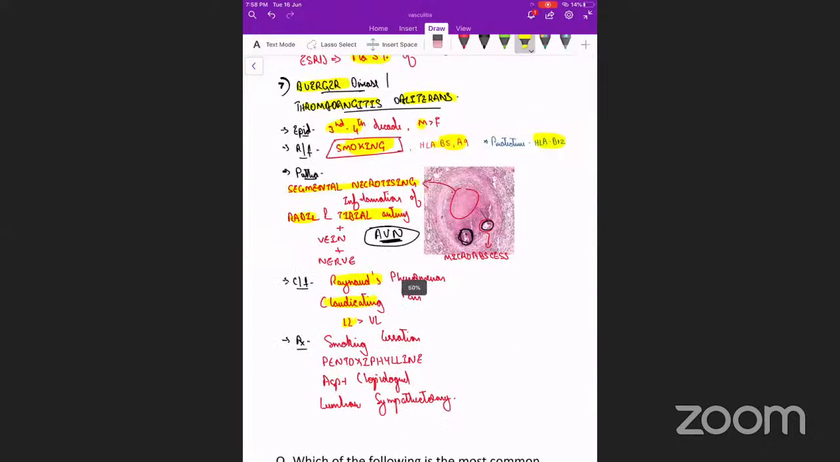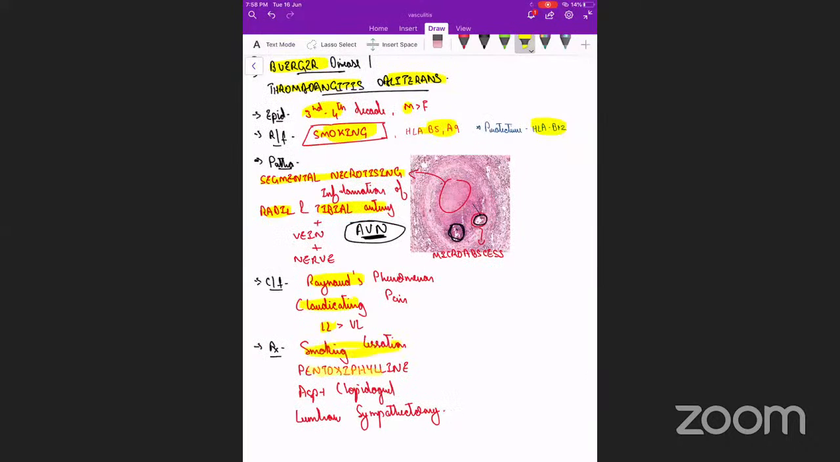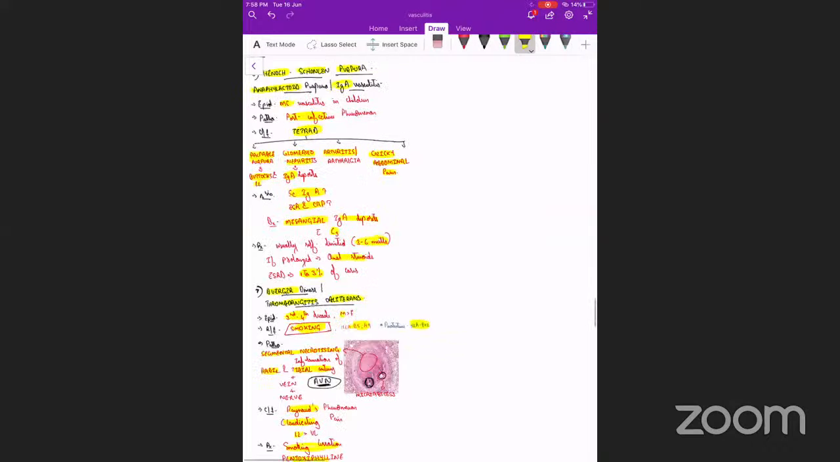Treatment: smoking cessation, pentoxifylline. It makes RBCs more flexible, so they can pass through the narrowed vessels as well. Aspirin and clopidogrel to prevent the ischemic complications. And this is not done as of now: previously, lumbar sympathectomy used to be done for the vessels to dilate. So this was to do with vasculitis.